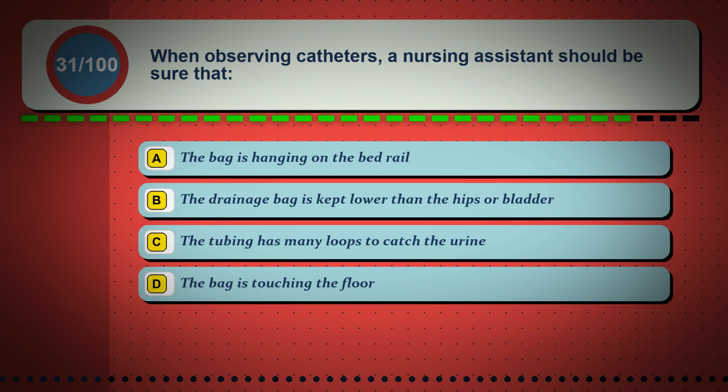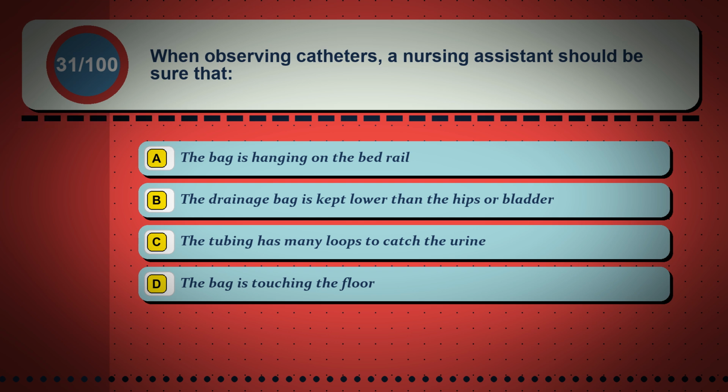Question 31. When observing catheters, a nursing assistant should be sure that: Option A. The bag is hanging on the bed rail. Option B. The drainage bag is kept lower than the hips or bladder. Option C. The tubing has many loops to catch the urine. Option D. The bag is touching the floor.